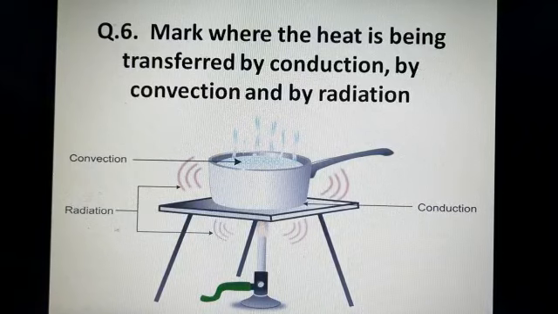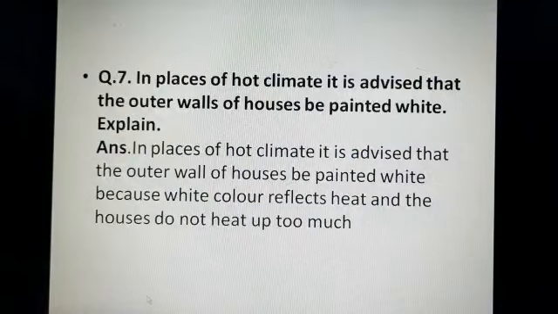Here convection and radiation. Now the next one is, in places with a hot climate, it is advised that the outer wall of a house be painted white. Explain.